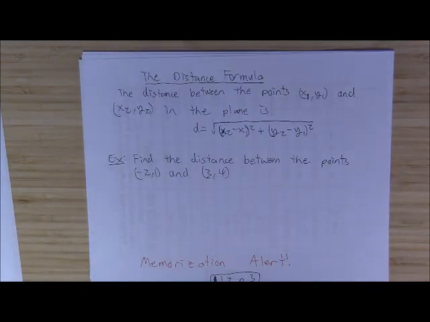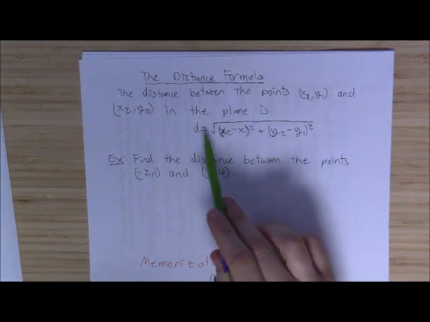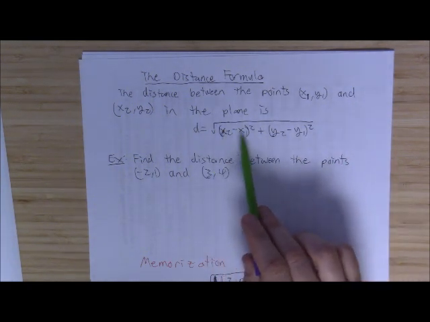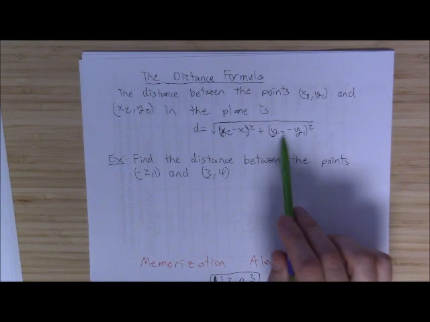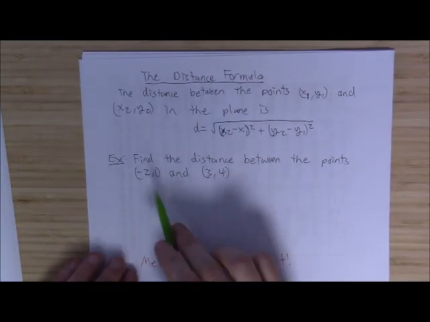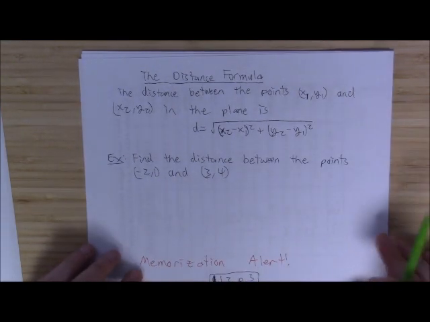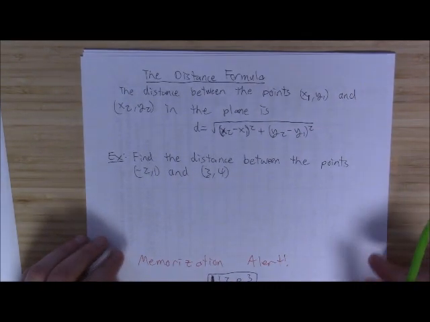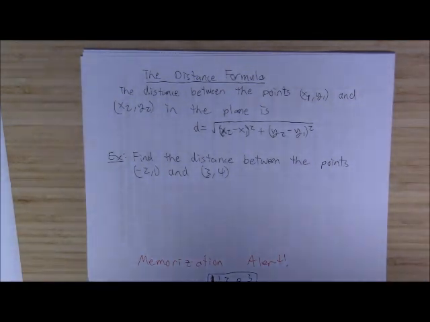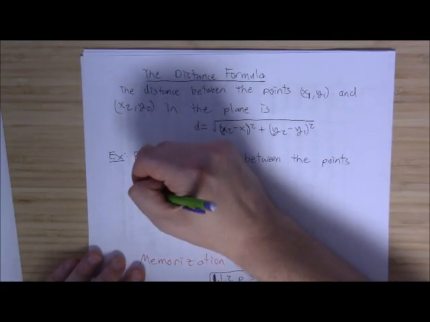That is, the distance between the points x1, y1, and x2, y2 in the coordinate plane is always d, which is the square root of the difference in the x-coordinates squared plus the difference in the y-coordinates squared. Namely, what if we wanted to find the distance between the points negative 2, 1 and 3, 4? Well, we could graph this, but there's really no point to. We can just go ahead and use the formula, right?